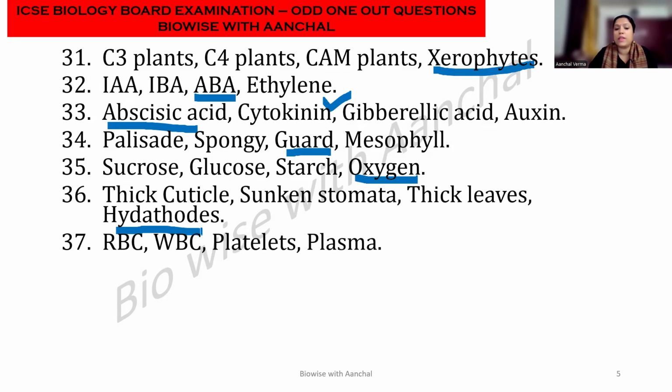RBC, WBC, platelets, and plasma. Here the odd man out will be plasma. Very good. Why plasma? Because the rest are the cells present in the blood. Okay.